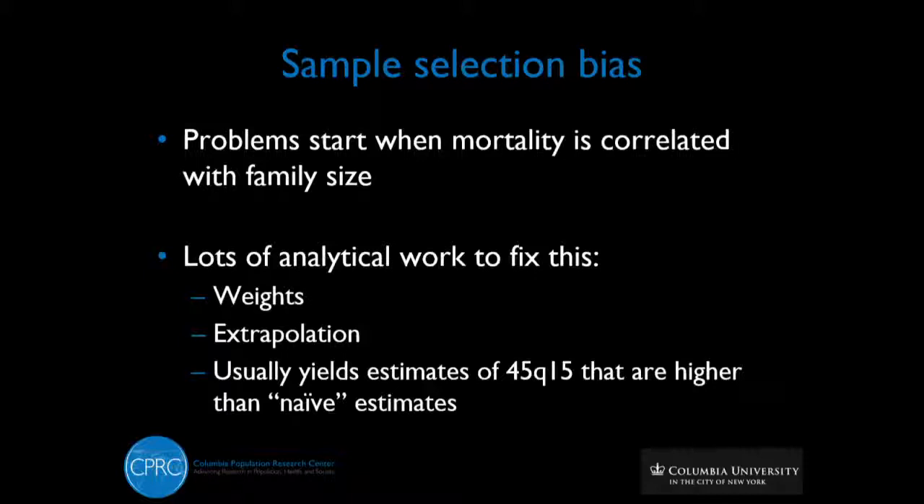Okay? So I'll just say something briefly about sample selection bias. Sample selection bias comes in when mortality is correlated with family size. Okay? When the families where there are a large number of brothers and sisters are also more likely to experience adult deaths. So adulthood. Does that make sense?